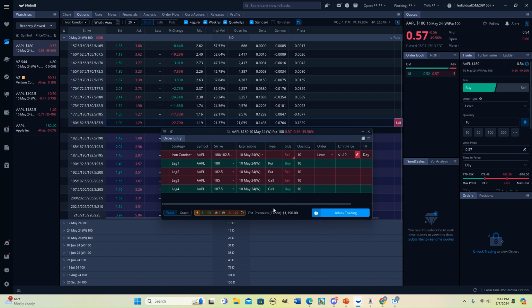And again, high risk, high reward. This is a lower risk for a lower reward, right? So you can change the quantity here, change the limit price, and again the side, if you want to do a long or short iron condor, etc.